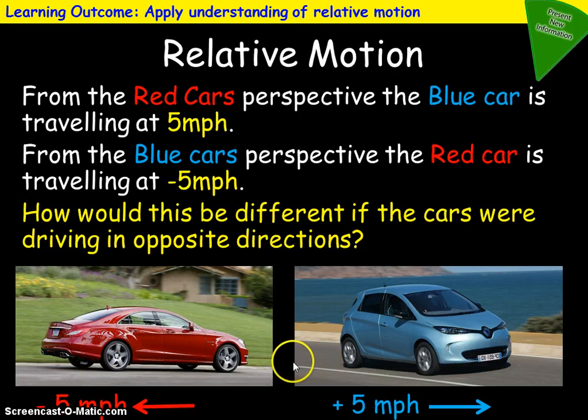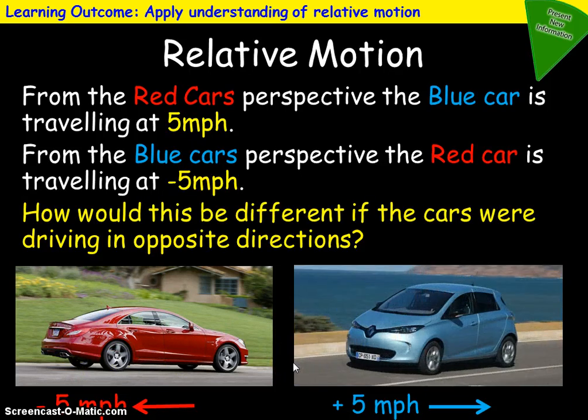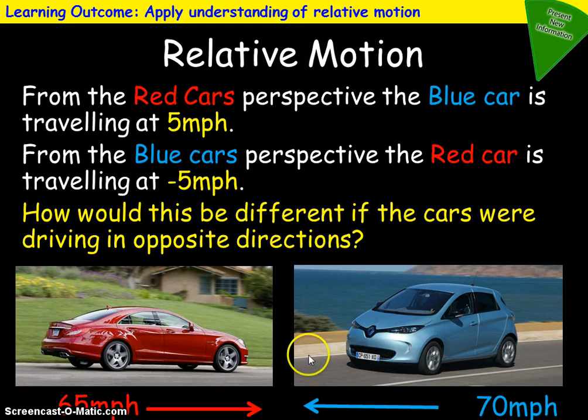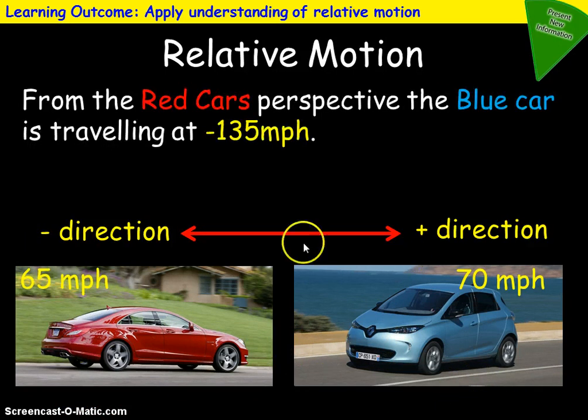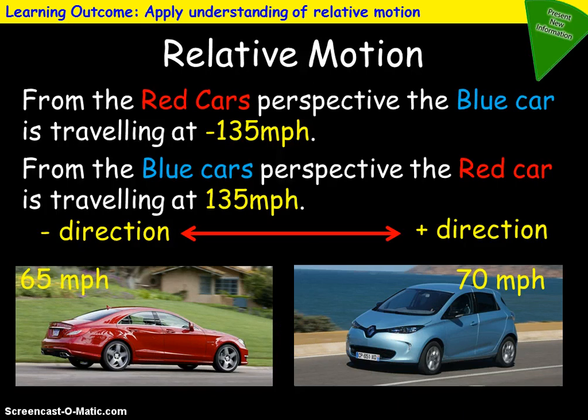If we were to make the cars go in the opposite direction to each other, so now the blue car is travelling at 70 miles per hour in this direction, it'd be very different. If we have this as the positive direction and that's the negative direction, from the red car's perspective, the blue car would be going at minus, because it's travelling in the minus direction, 135 miles per hour. So when you pass a car on the motorway, they don't appear to be going at 70. When they actually come close to you, they appear to be going a lot faster than that. And again, from the blue car's perspective, the red car would be going plus 135 miles per hour.